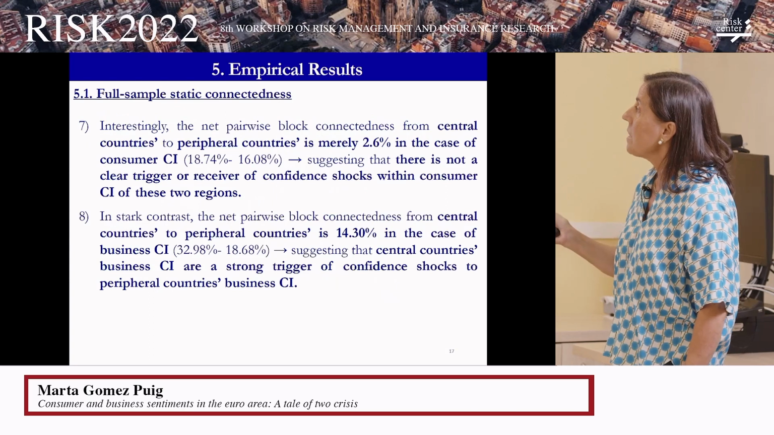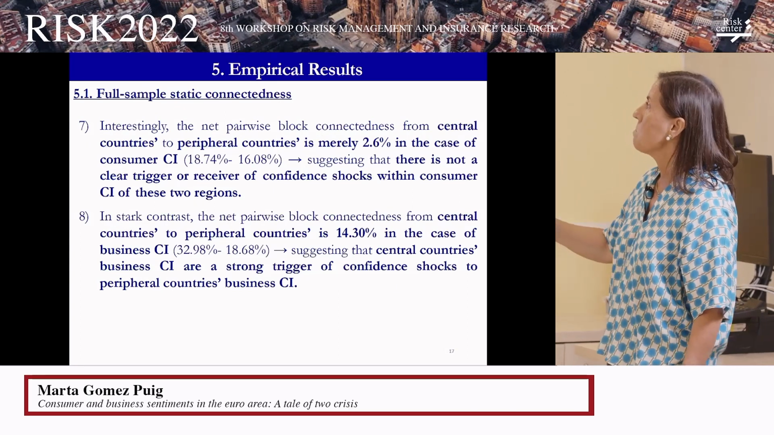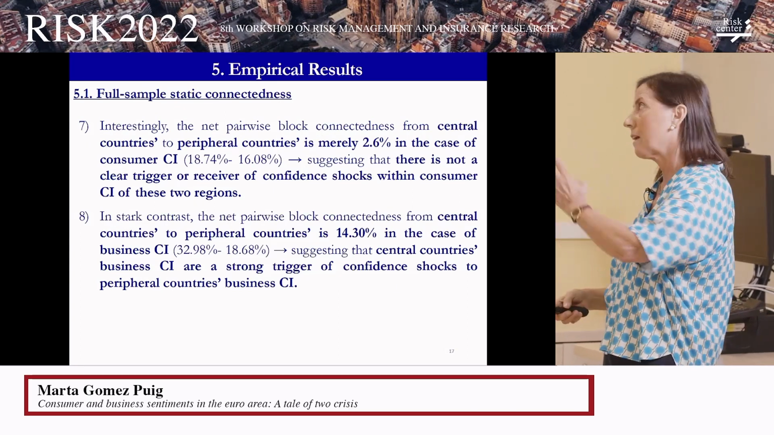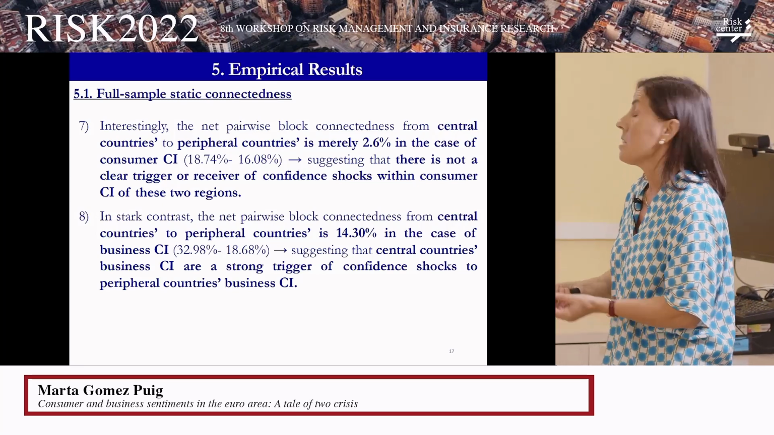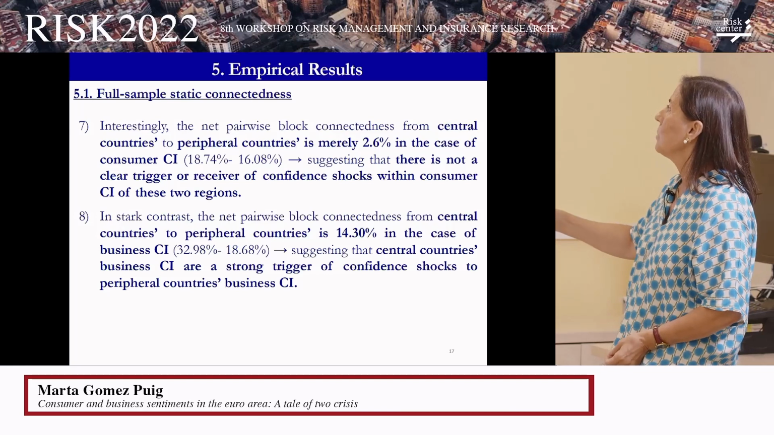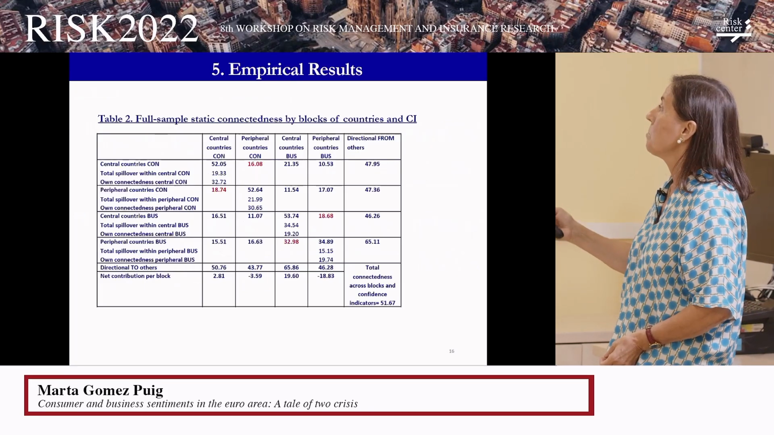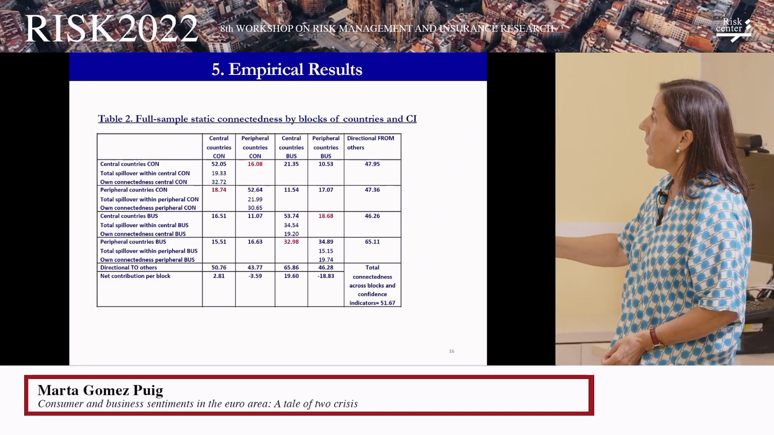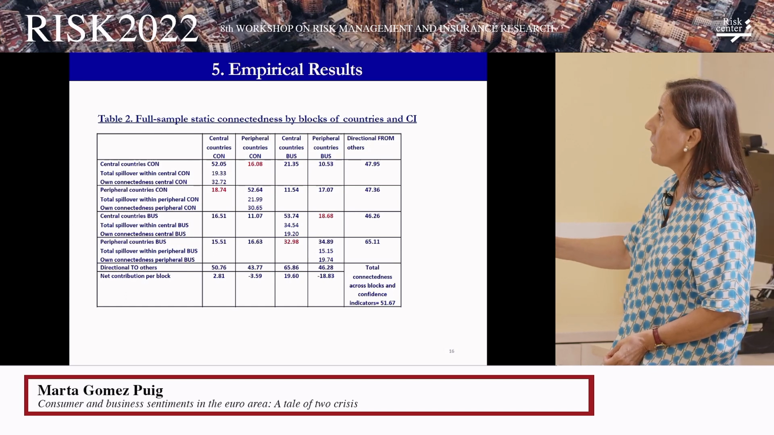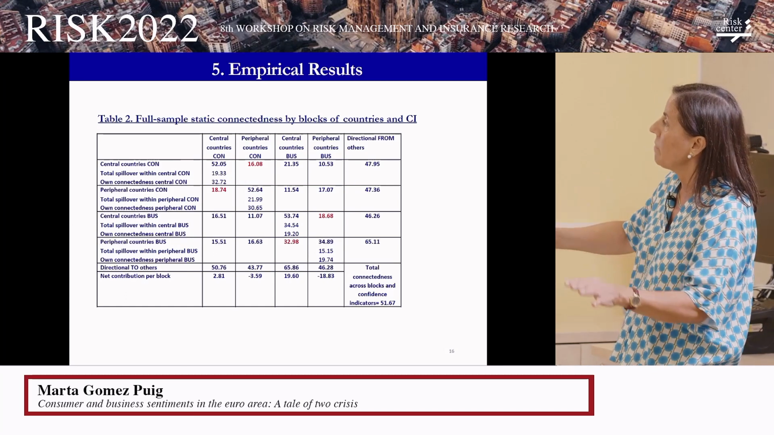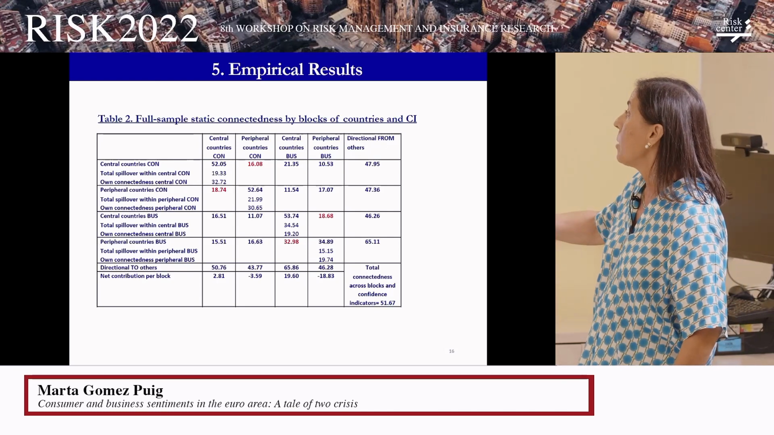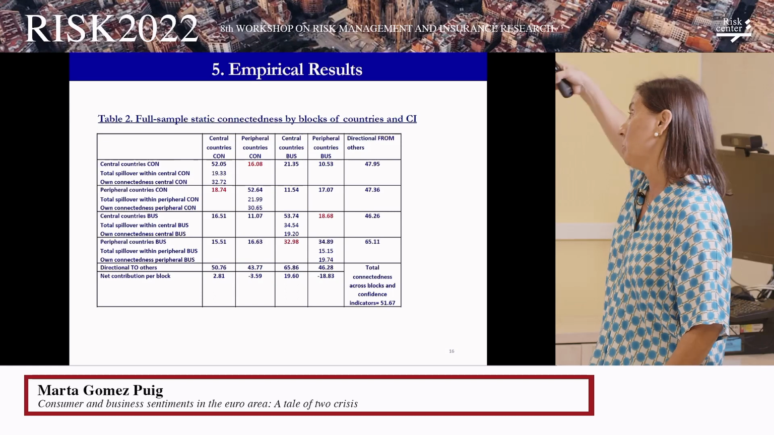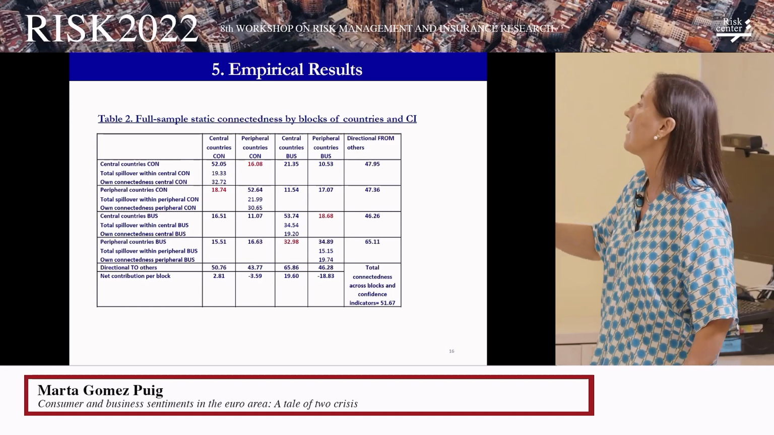So from this table, what's interesting is that net pairwise block connectedness from central to peripheral countries, in the case of the consumer confidence indicator, is very low, merely 2.6%. This would be the result of 18.74%, which is the connectedness from central to peripheral countries in the case of consumer confidence indicator, minus 16.08, which would be the connectedness from peripheral to central countries.